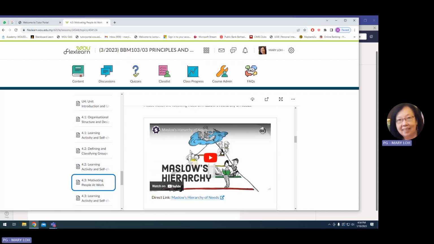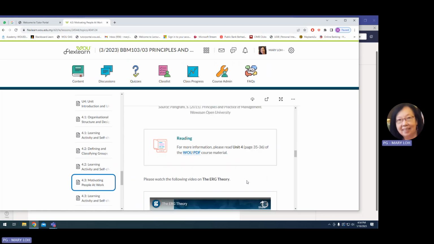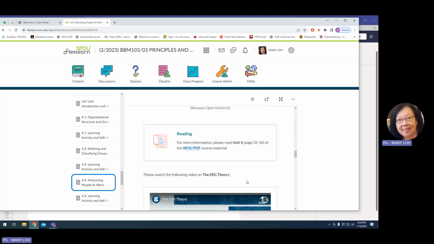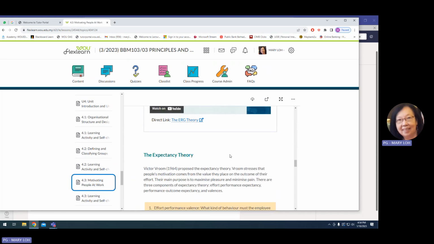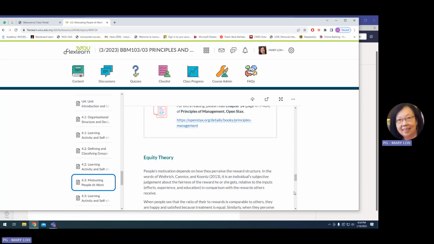You don't need to explain all these other theories, please. Remember, only Maslow hierarchy of needs theory. Don't waste time with all the other theories. You're not going to get one single mark, not even half a mark, by writing all this. So don't waste time.